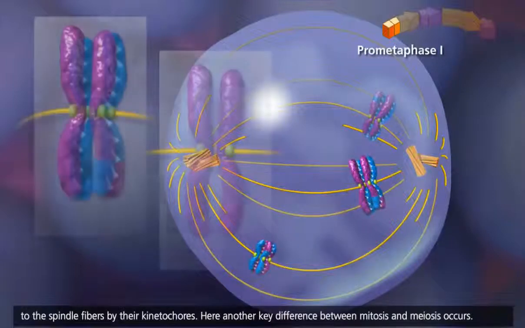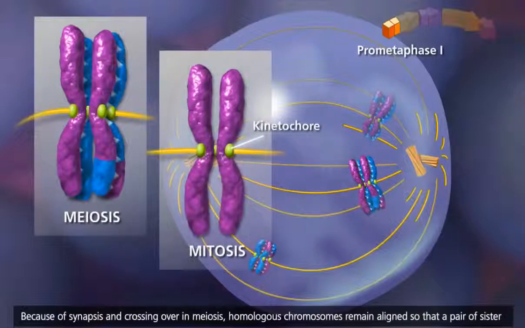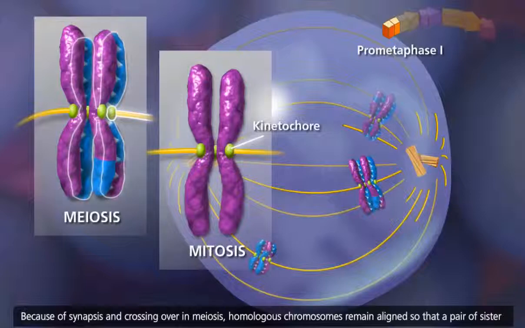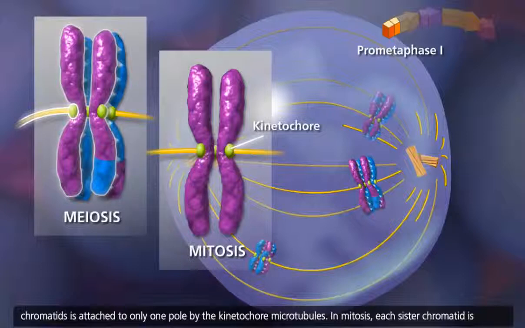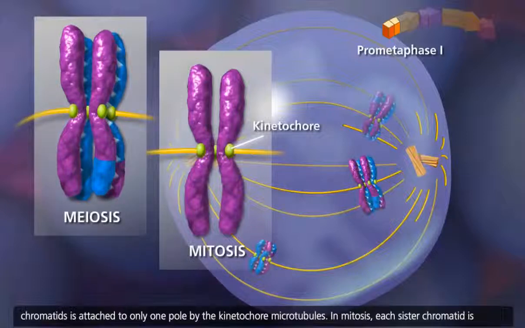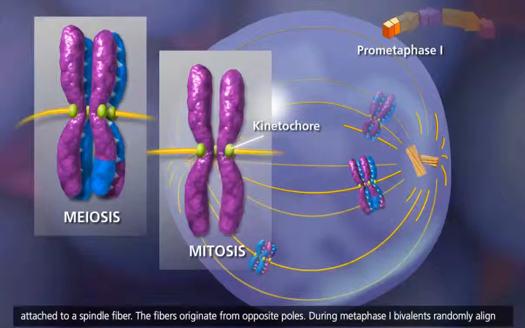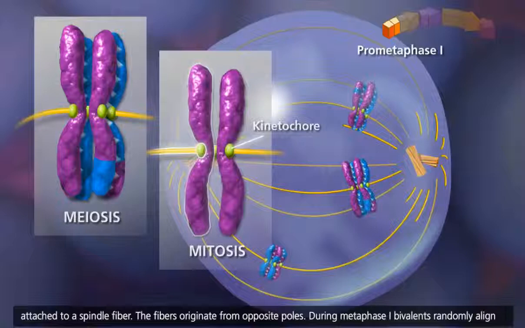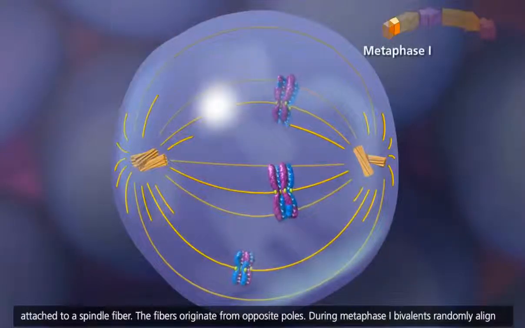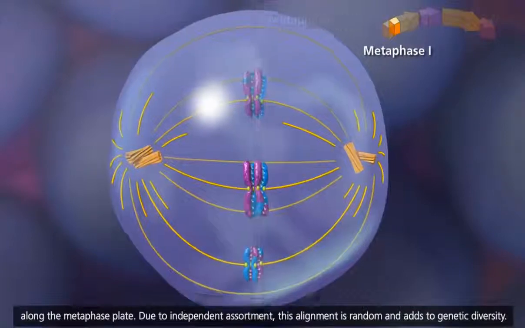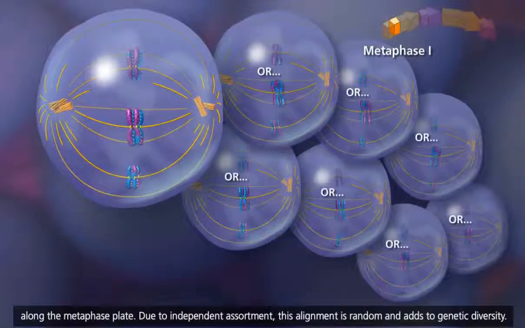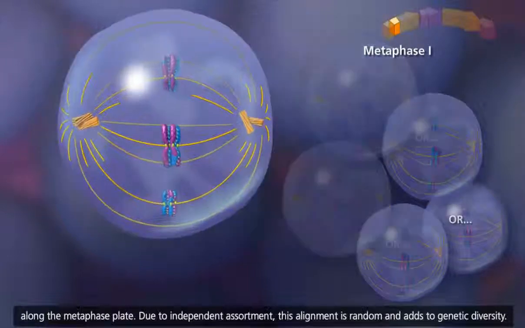Here, another key difference between mitosis and meiosis occurs. Because of synapsis and crossing over in meiosis, homologous chromosomes remain aligned, so that a pair of sister chromatids is attached to only one pole by the kinetochore microtubules. In mitosis, each sister chromatid is attached to a spindle fiber. The fibers originate from opposite poles. During metaphase I, bivalents randomly align along the metaphase plate. Due to independent assortment, this alignment is random and adds to genetic diversity.